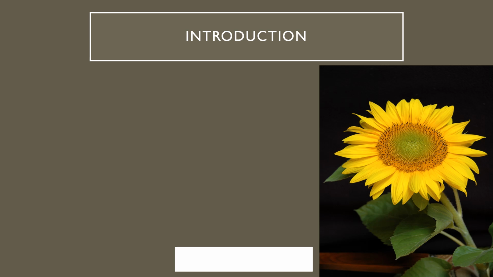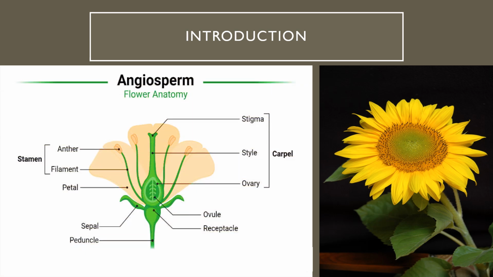can see this is the flower of an angiospermic plant. So what is a typical flower of an angiospermic plant like? In the angiospermic plant's flower, you can see the stalk is called the peduncle. Then this green part is known as sepal. Then this is the receptacle. Above the receptacle, the ovary is present.